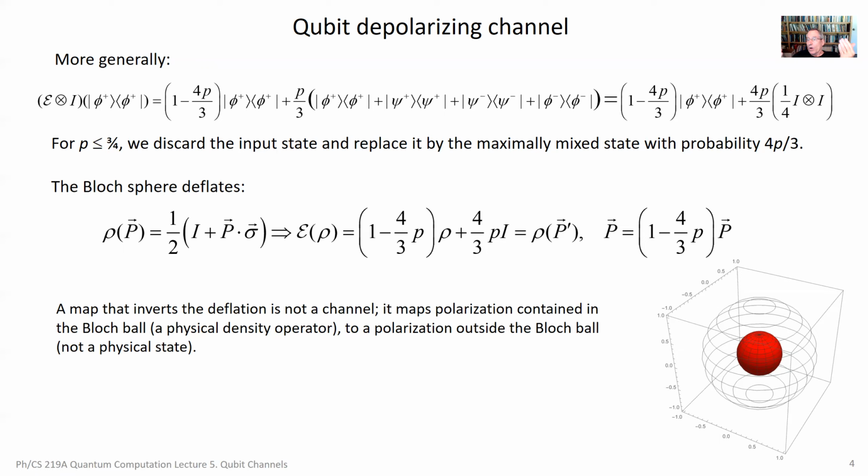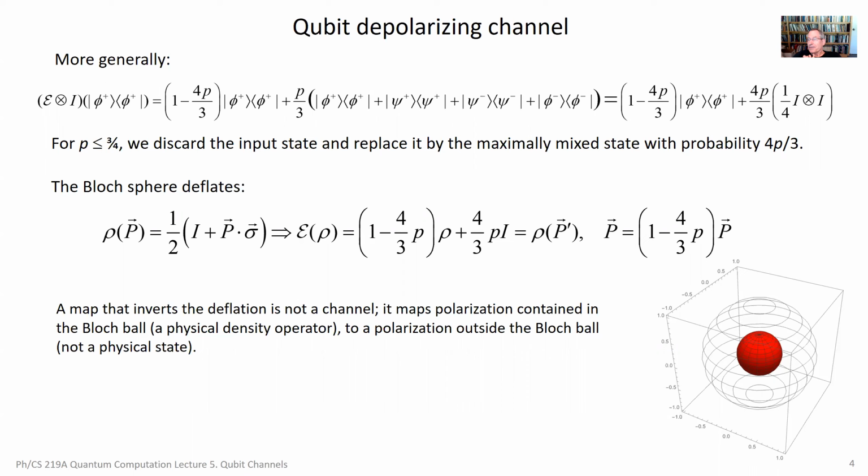But there's an equivalent way of describing what the channel does, as we now see. With probability 1 minus 4p over 3, nothing happens. And then with probability 4p over 3, we throw the state away and replace it by a maximally mixed state. That's just another way of saying what's going on.